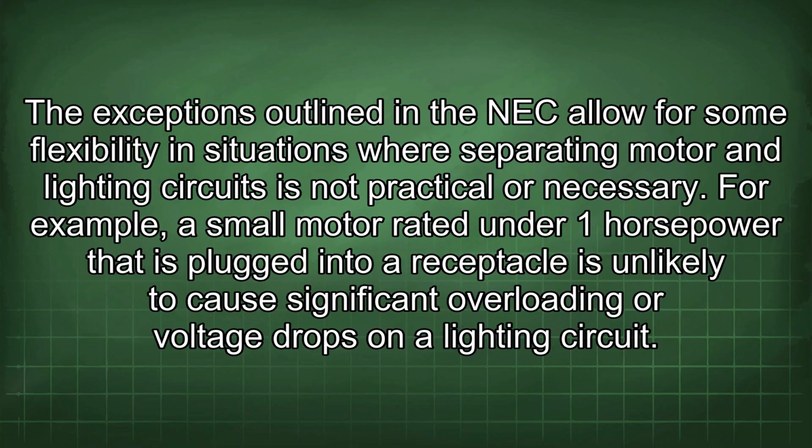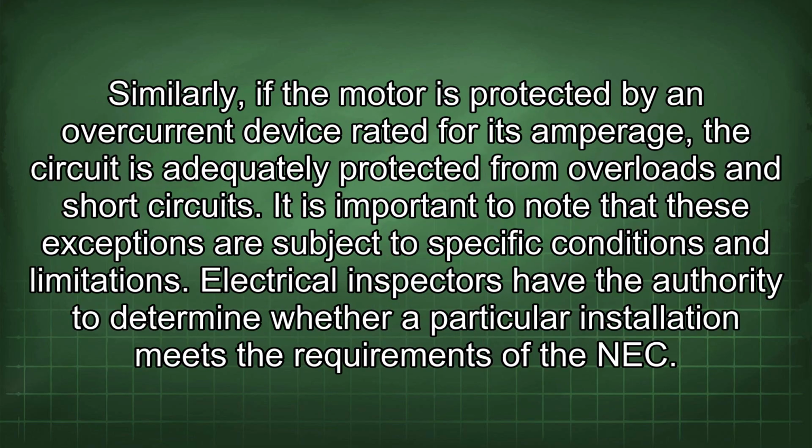The exceptions outlined in the NEC allow for some flexibility in situations where separating motor and lighting circuits is not practical or necessary. For example, a small motor rated under 1 horsepower that is plugged into a receptacle is unlikely to cause significant overloading or voltage drops on a lighting circuit. Similarly, if the motor is protected by an overcurrent device rated for its amperage, the circuit is adequately protected from overloads and short circuits. It is important to note that these exceptions are subject to specific conditions and limitations.